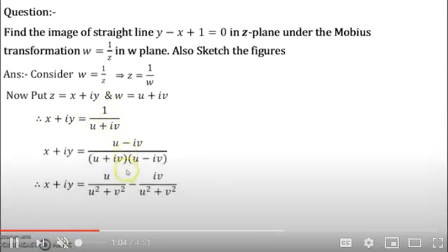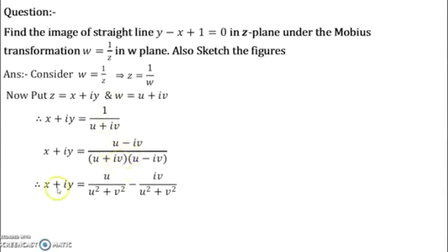After that, we need to find out the x and y values. For that, I am taking the conjugate multiplication on the right hand side alone. I will get x plus iy is equal to u by u square plus v square minus iv by u square plus v square. Now left hand side as well as right hand side, I am having real and imaginary parts. I need to equate them separately. So now I am equating the real and imaginary parts.